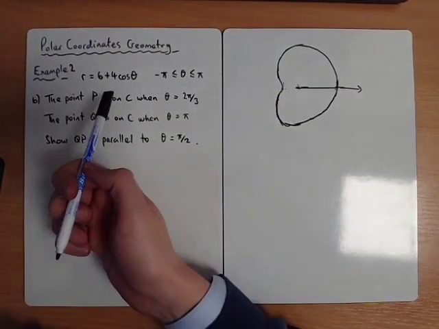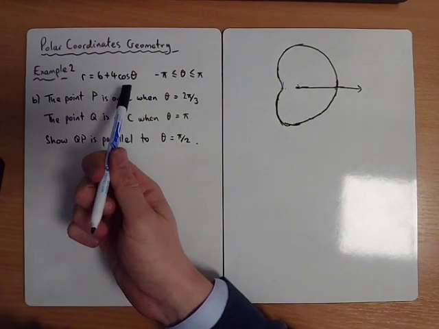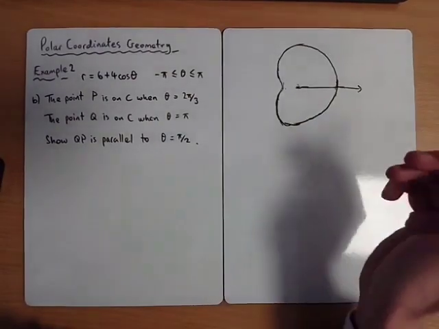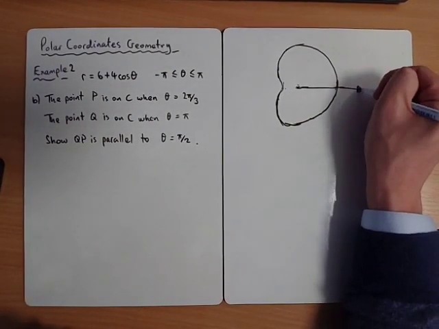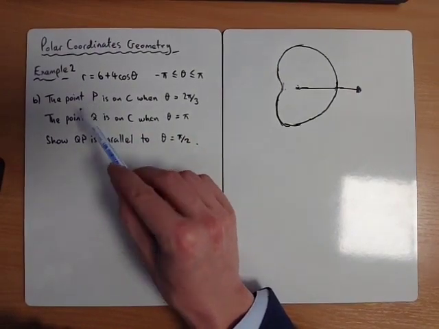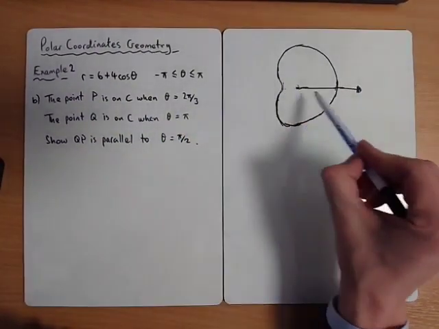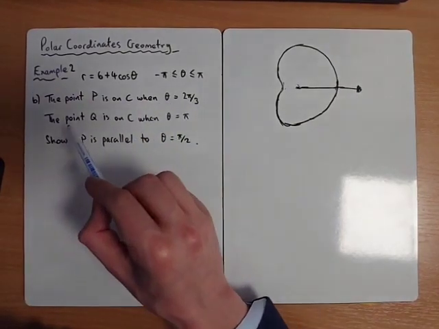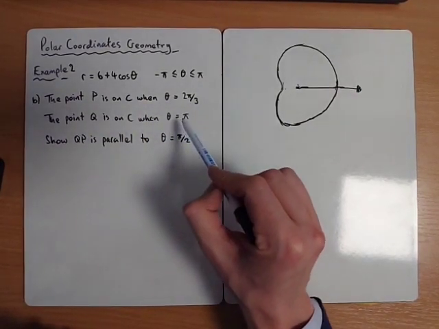For the next example, we've got r equals 6 plus 4 cos theta. The first part of the question asks you to find the area. I'm going to skip that for this video because we've done that in the last video, but we're going to focus on the geometry aspect. So it says the point P is on the curve. So this is our curve. The point P is on the curve when theta equals 2 pi over 3. The point Q is on the curve when theta equals pi.